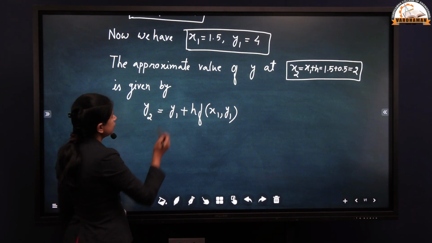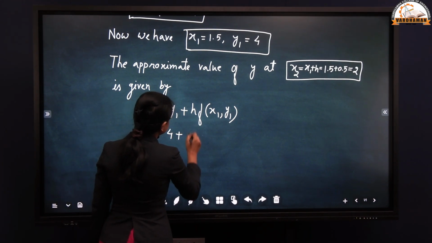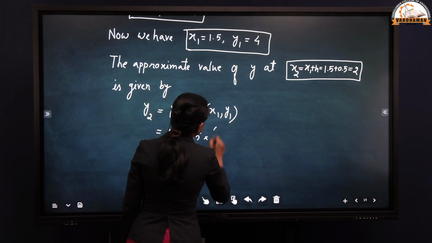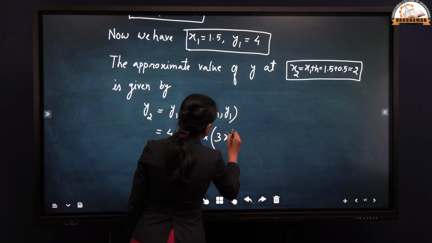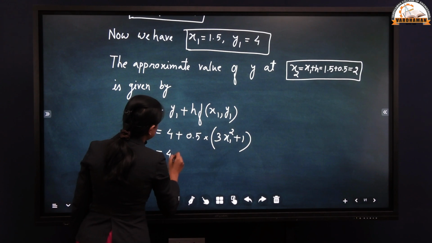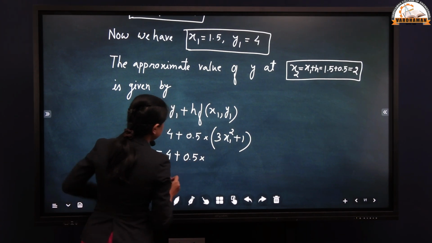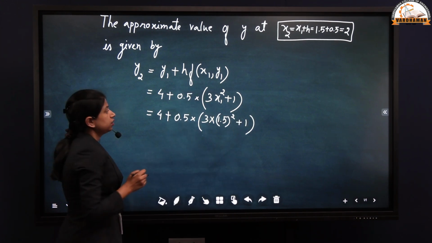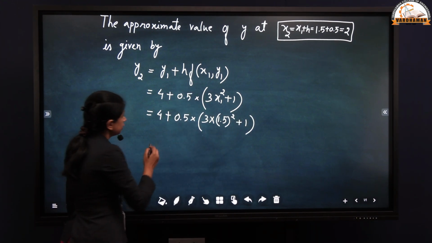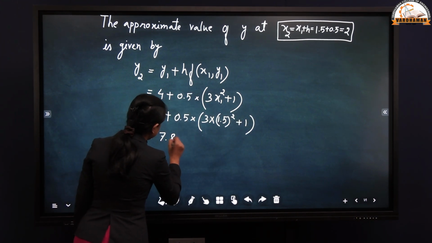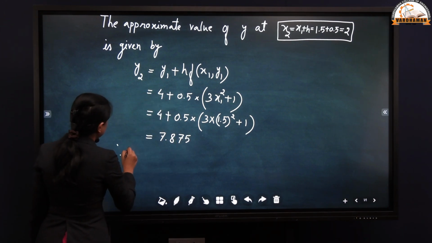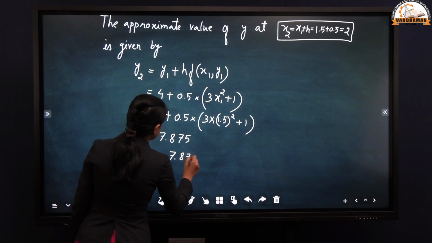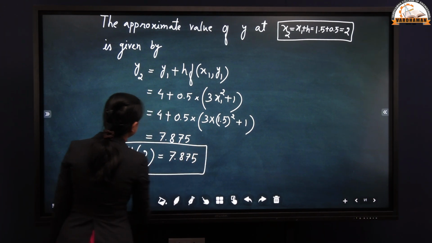Now we know that y1 is 4 plus h is 0.5 and f of x1 comma y1 we can write as 3x1 square plus 1. 4 plus 0.5 into 3 into x1, x1 means 1.5, square plus 1. If you compute this value in calculator, you will get 7.875. Therefore, y at 2 equal to 7.875, which is the required answer.